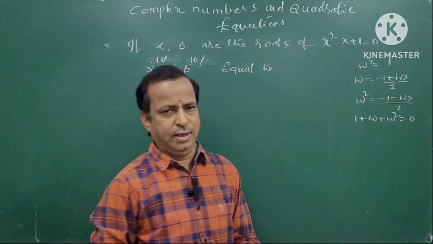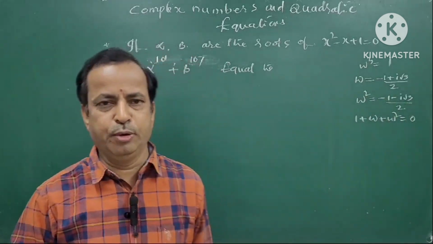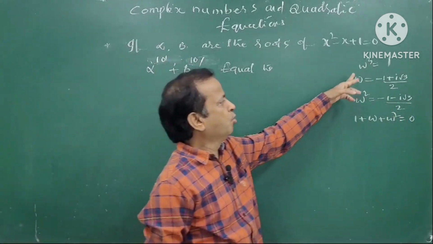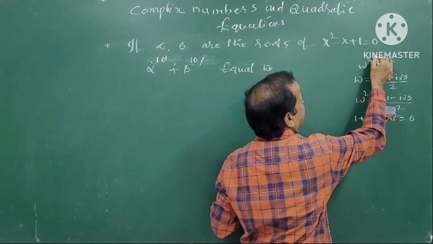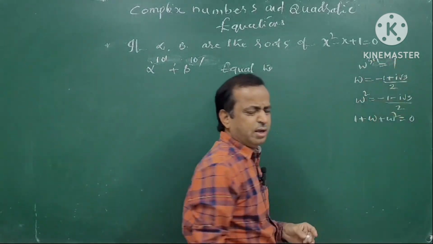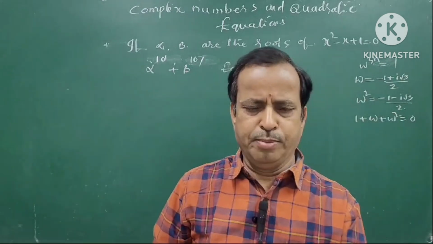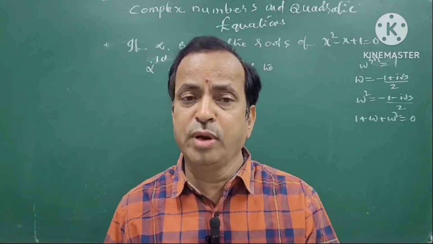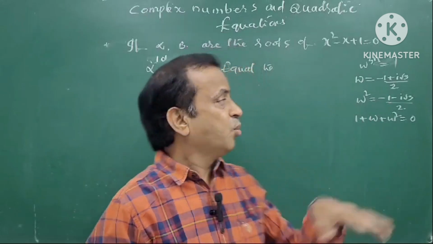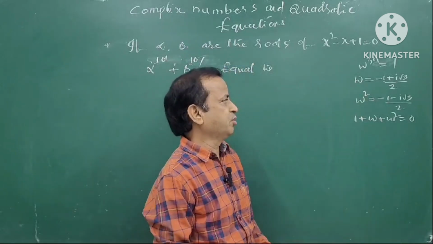Based on omega, omega is the cube root of unity, omega cube is 1, and omega power 3n is equal to 1. Omega power 3n is nothing but omega power 3, omega power 6, omega power 9, omega power 12 and so on. So what is omega? Minus 1 plus i root 3 by 2.